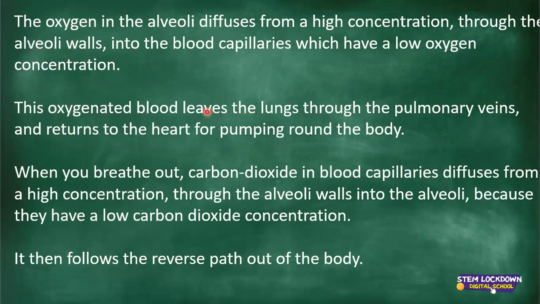And this oxygenated blood leaves the lungs through the pulmonary veins. So now the oxygenated blood would leave the lungs through what? The pulmonary veins, and returns to the heart for pumping around the body. You understand? So the blood capillaries here will carry this oxygen, and then this oxygenated blood will leave the lung through the pulmonary vein, where it takes it to what? To the heart. Why the heart? Because then the heart will be pumping this oxygenated blood throughout the whole body where it is required.